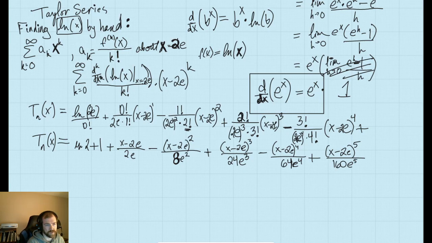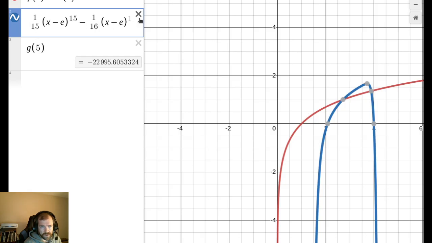Okay, this should be much better. Again, our 2e and x are much closer together than e and x. So that's going to change all of this.